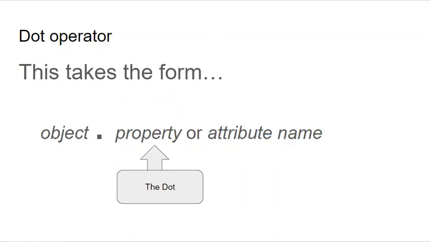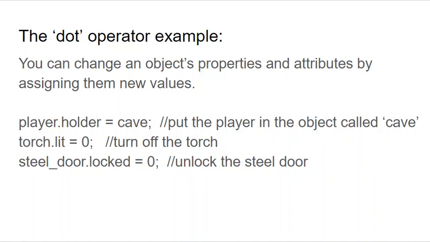So let's take a look at how that works. Let's say we want to change the player's holder to be a room called cave. What we're saying here is take the cave and put it into the player's holder, right? Read the dot as the apostrophe S.